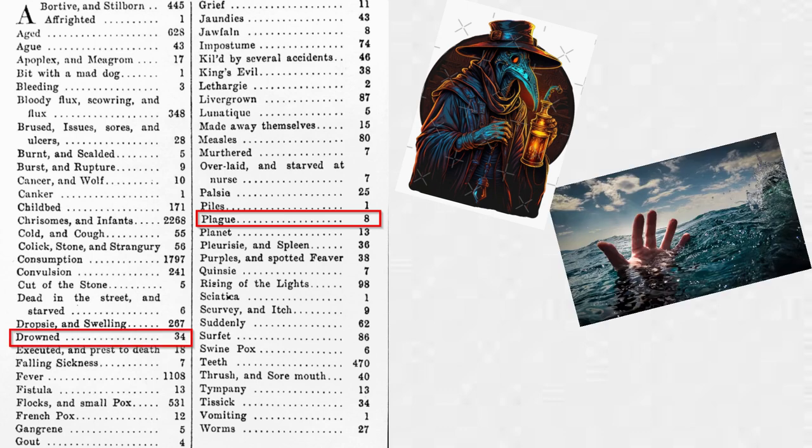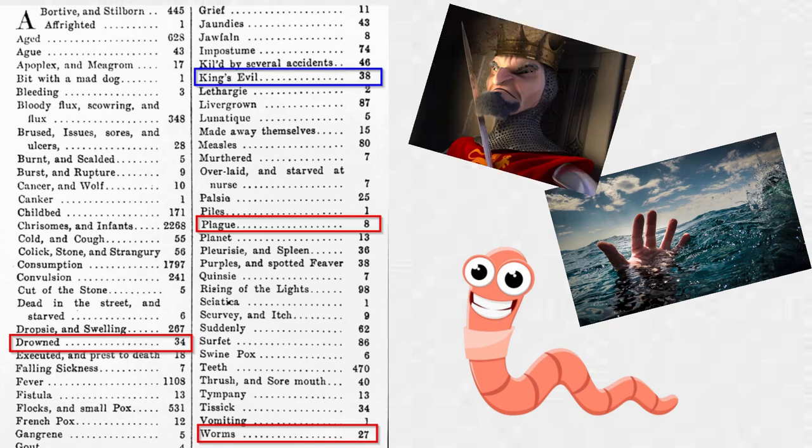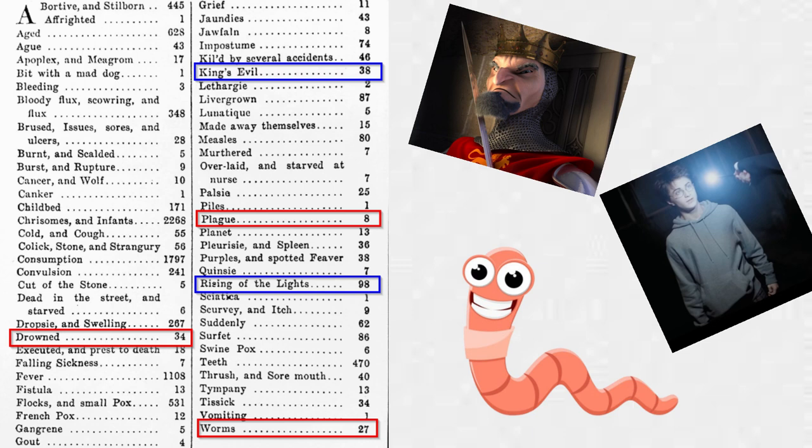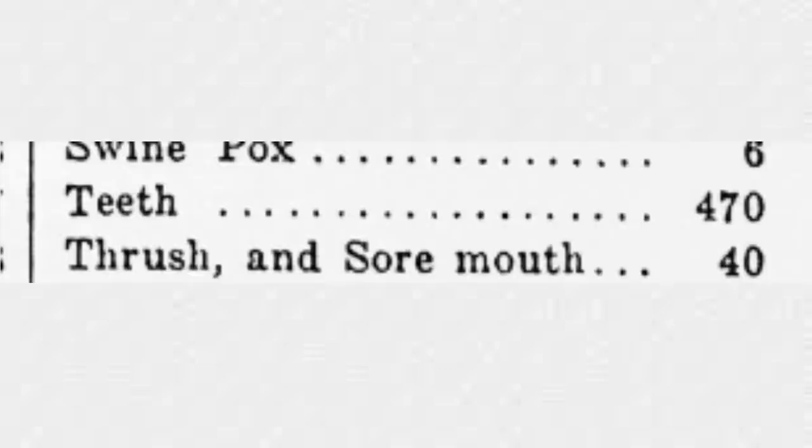Take a minute and take a good hard gander at this document. I bet you're able to notice some familiar ailments here. Plagued, drowned, and worms seem pretty straightforward. I also really hope you notice that some of these are wicked whack. Causes of death like King's Evil, Rising of the Lights, and Teeth are all pretty out there and damn terrifying, especially when you consider how many people apparently died of teeth.